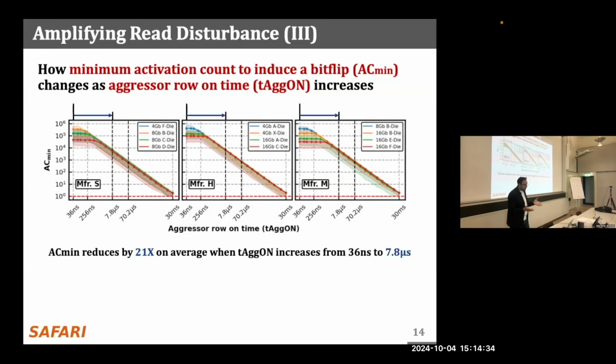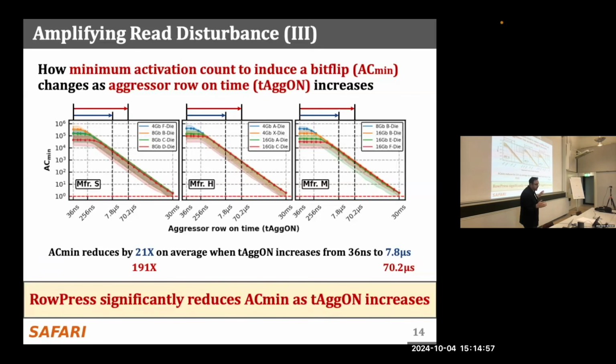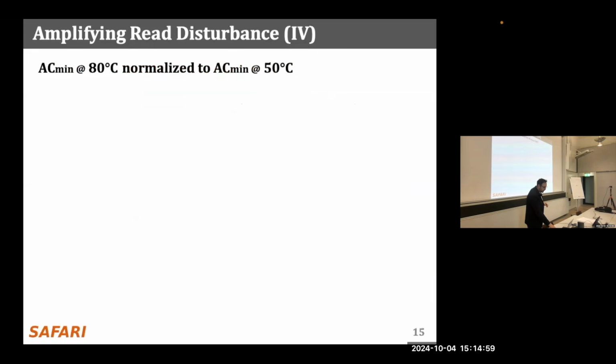Based on the chips that we test, ACmin reduces by 21x on average when tAggON increases from 36 nanoseconds to 7.8 microseconds. So it's quite practical to do, actually. And in the extended region, you can even go for 191 times of decrease. So RowPress significantly reduces ACmin as tAggON increases.